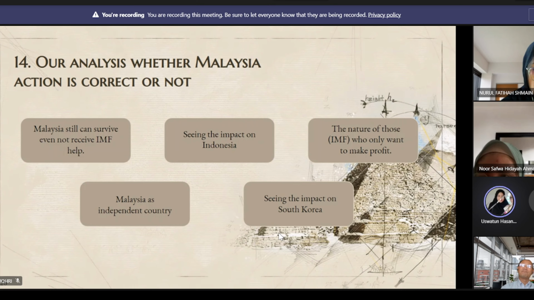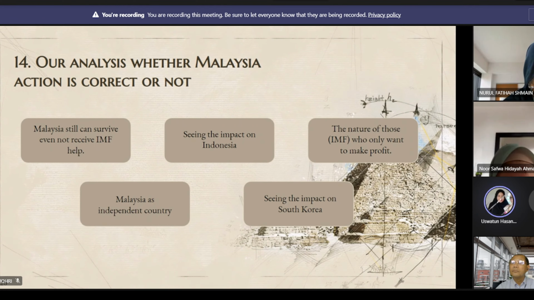Now I will present our own analysis of whether Malaysia's action is correct or not. Yes, in our opinion, our Prime Minister Tun Dr. Mahathir made the correct decision by rejecting IMF loan assistance. Tun Dr. Mahathir taught us a lesson with this decision that we as a nation should not expect others to solve our problems. Rather, we must think outside the box in order to defend our own beloved homeland.